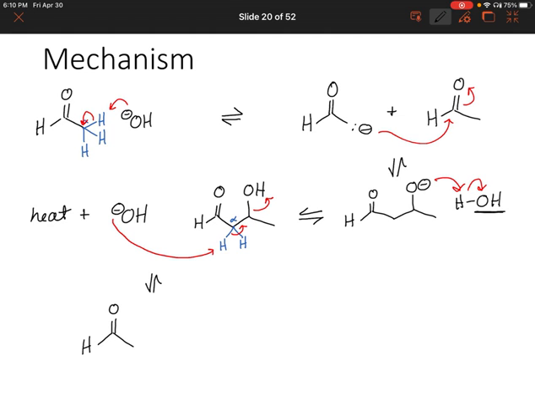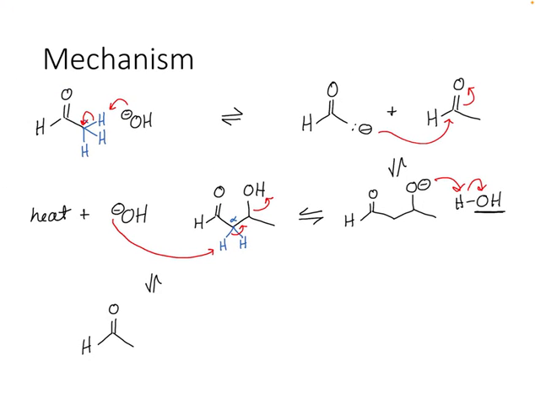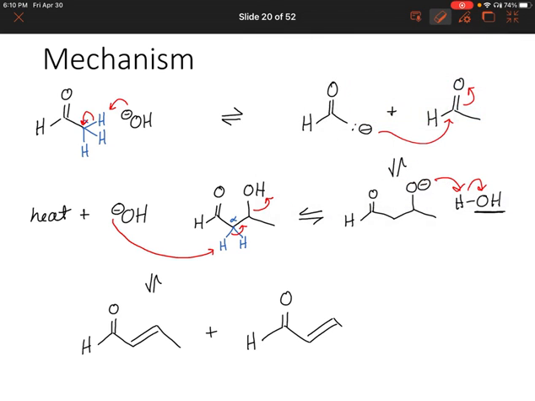Now, since we are forming a double bond between the alpha and beta positions, we could form the trans alkene or the cis alkene. So we have 2 options here, or two possible products, I should say. I just redrew the trans alkene. There we go. That's the cis alkene.